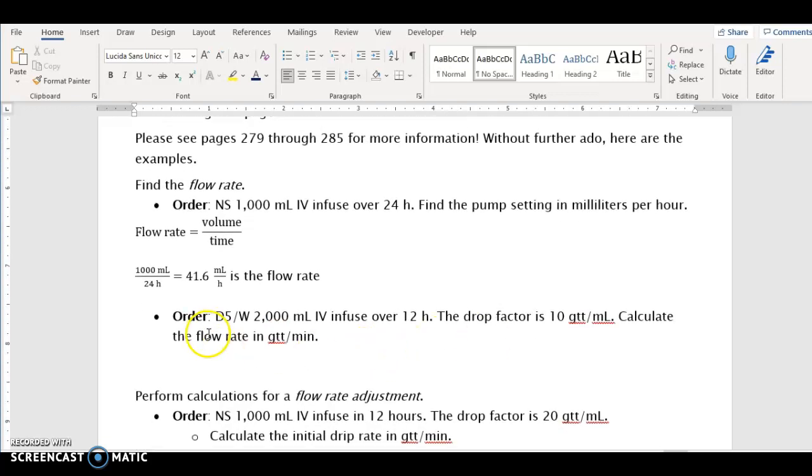So we have an order for D5W, which is dextrose and water, 5% dextrose and water, 2000 milliliters via IV, and we're going to infuse that over a 12-hour period. And furthermore, it says that the drop factor of the tubing is 10 drops per milliliter. So remember, GTT is the abbreviation for drops. So you want to calculate the flow rate in drops per minute.